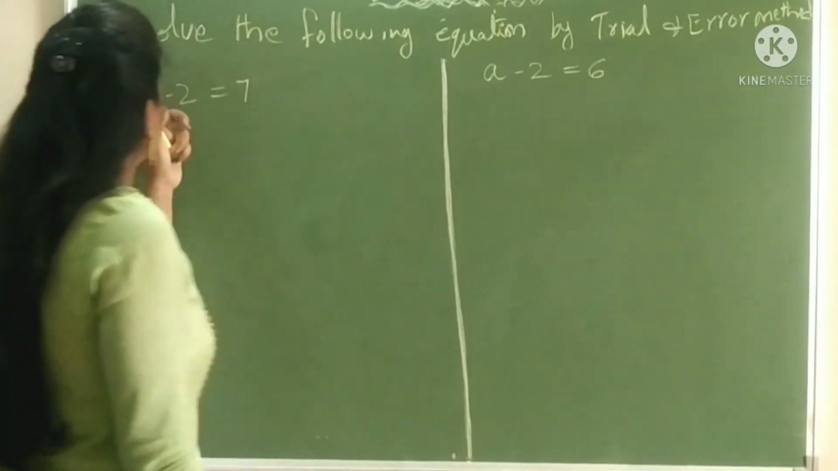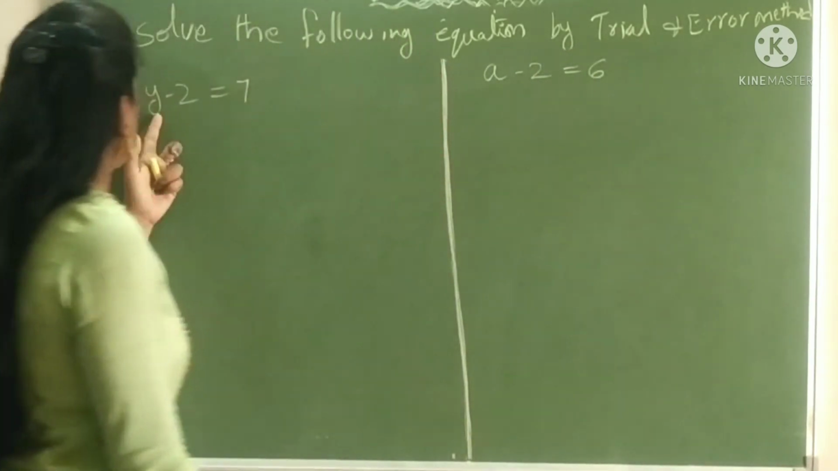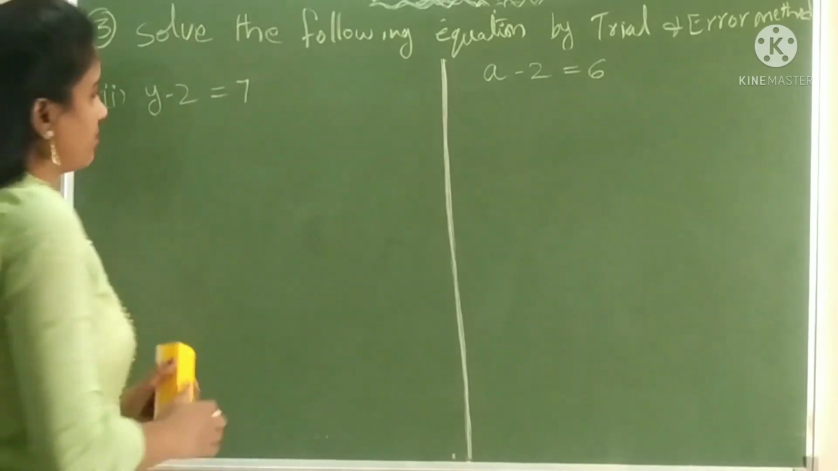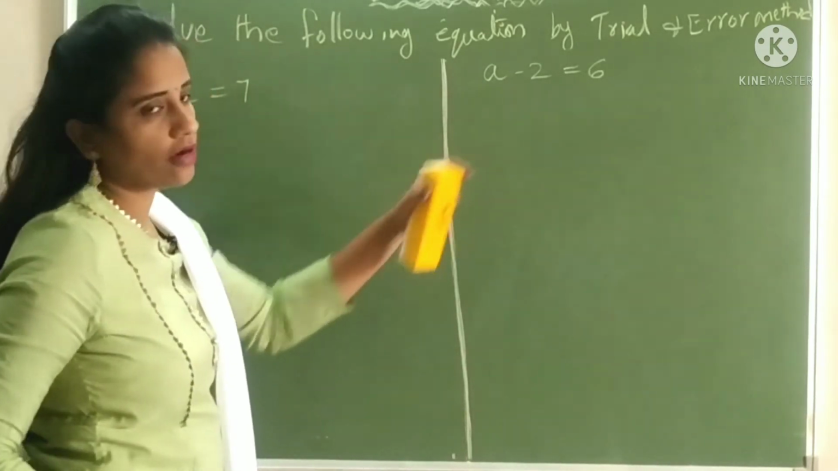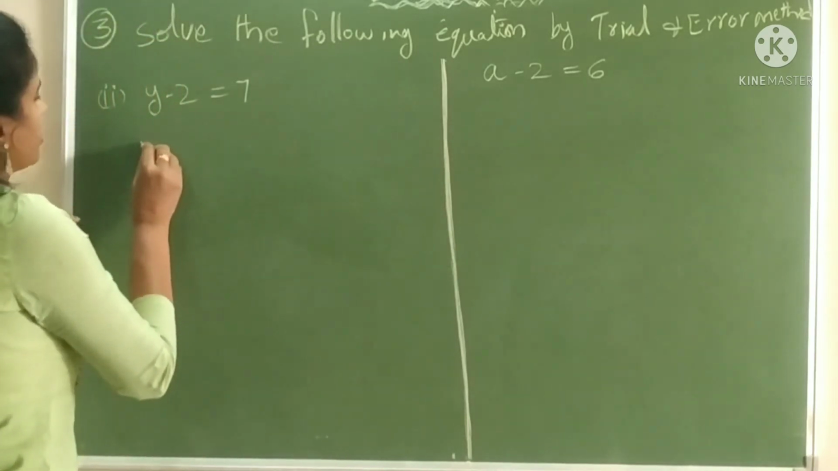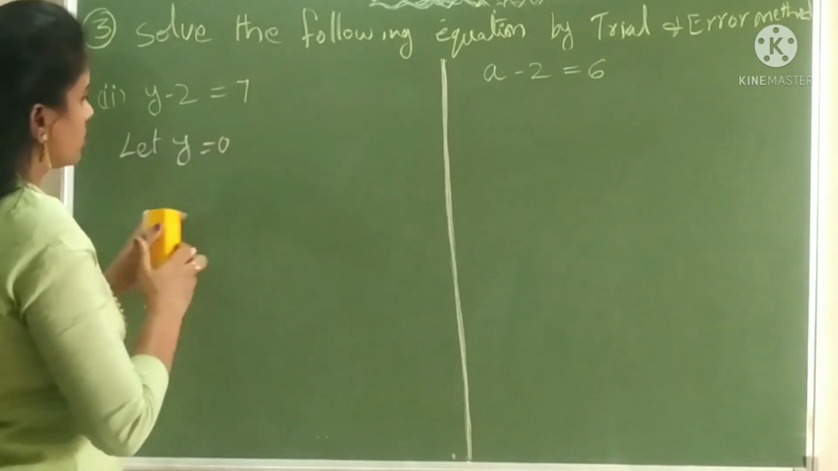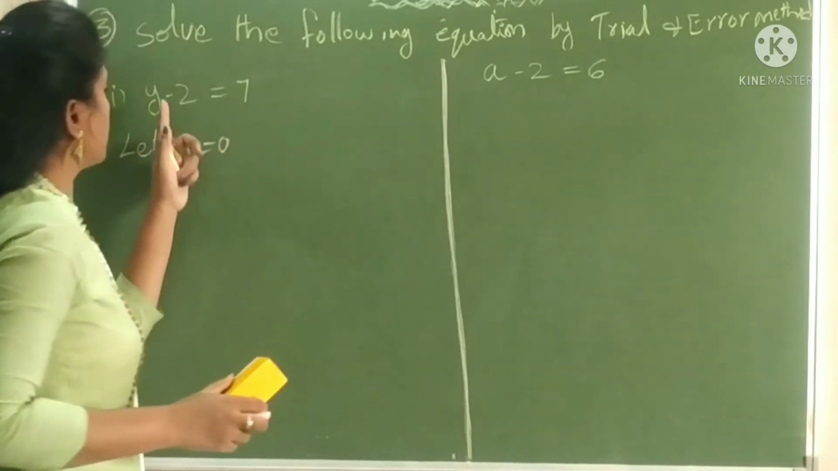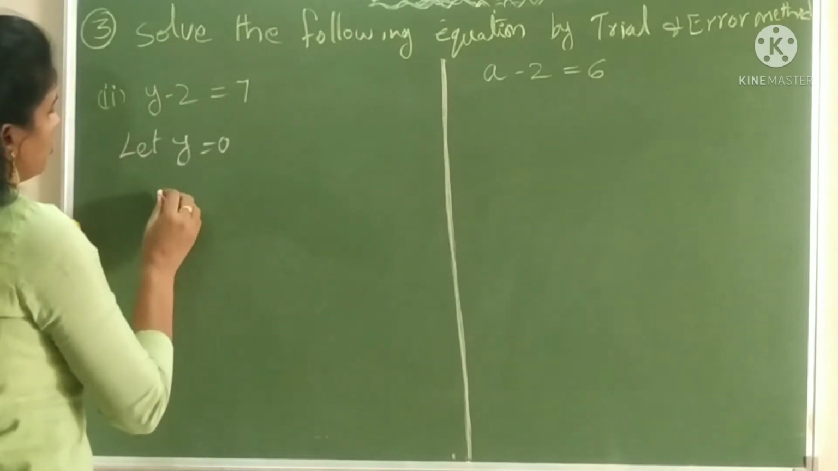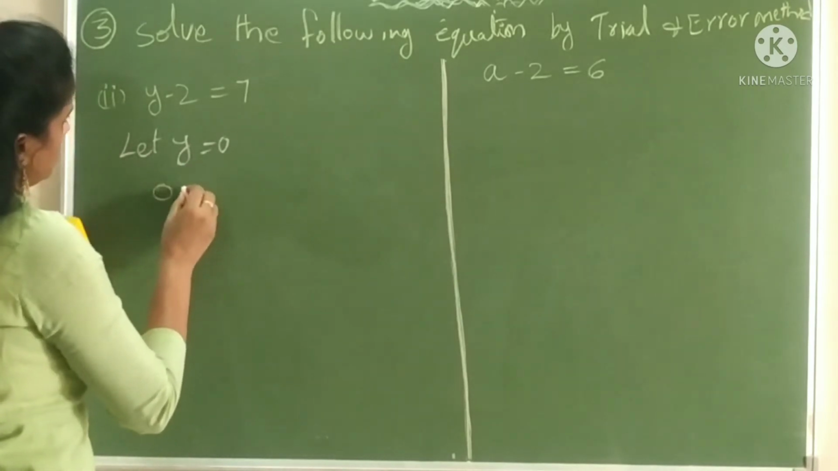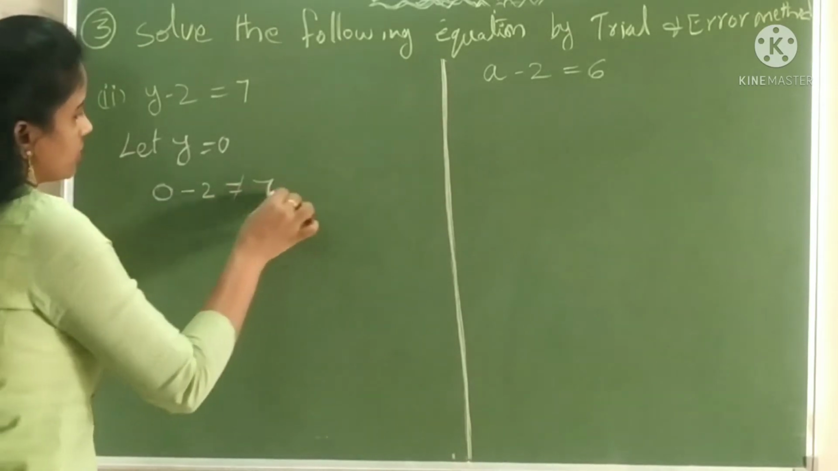Solve the following equation by trial and error method. y minus 2 is equal to 7. How to do it by the trial and error method? First we let y is equal to 0. Then substitute the value 0 for y in this equation. So 0 minus 2 is equal to 7. Is it right? No, wrong. This is false.